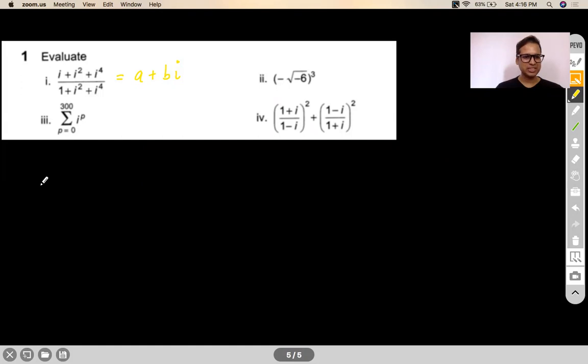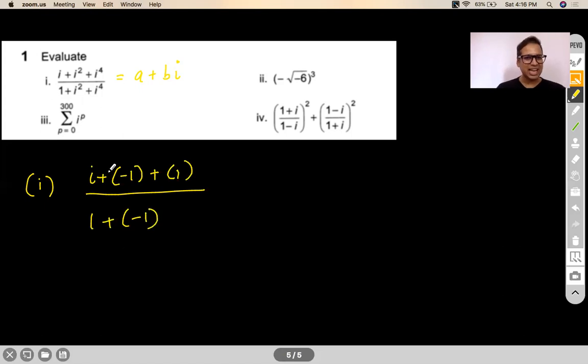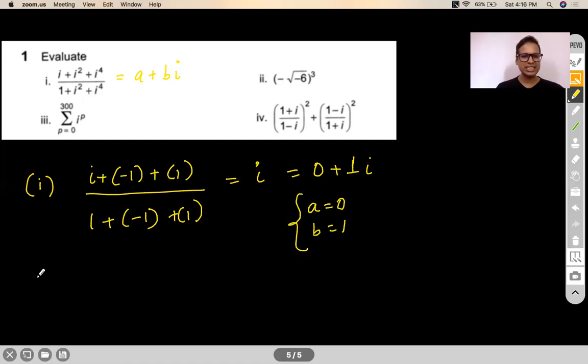Okay, so first one was i plus i square. Now i square is minus 1. i to the power 4 is 1. In the denominator, you'll have 1, again a minus 1, and this will be again a plus 1. So this will leave you with an i. i means 0 plus 1i. So your a becomes 0 and b becomes 1. Very good. People have got it right.